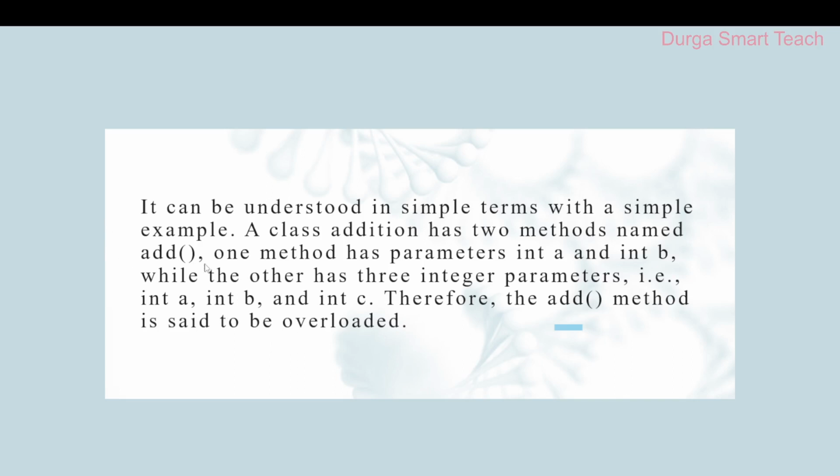Why? Because the method name is add. This add method contains two parameters, and one more add method contains three parameters. So the method name is the same, but it contains two parameters here and three parameters here. This process is known as overloading, and the method is known as an overloaded method.